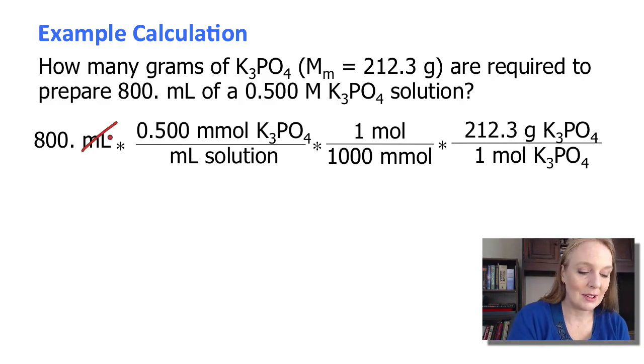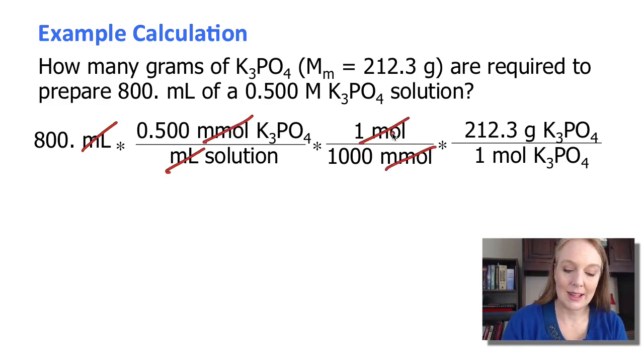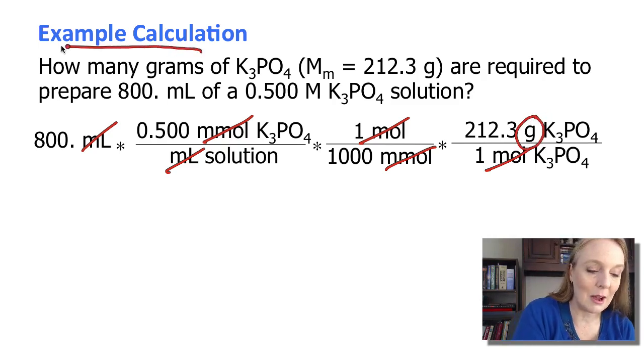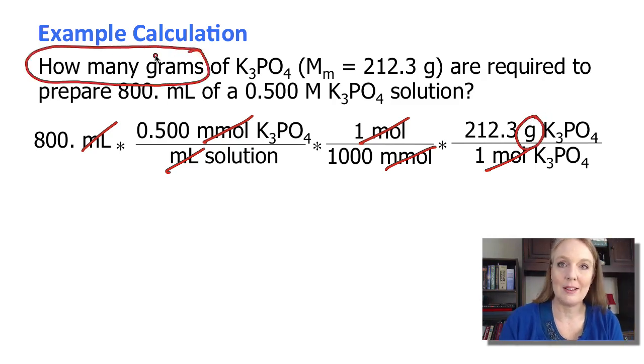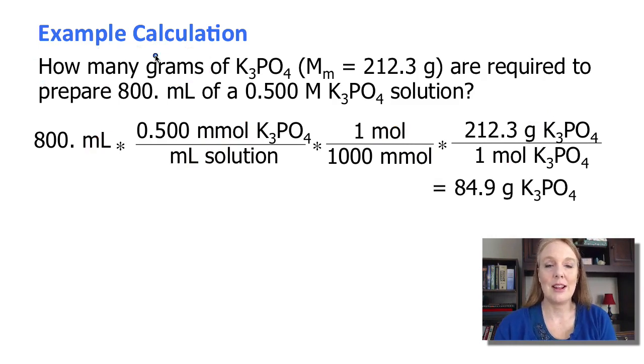All of my units here should cancel out. So my milliliters cancel, my millimoles cancel, my moles cancel, and that leaves me with units of grams, which is exactly what I was asked for in the beginning of the question. So the answer here is 84.9 grams of potassium phosphate.